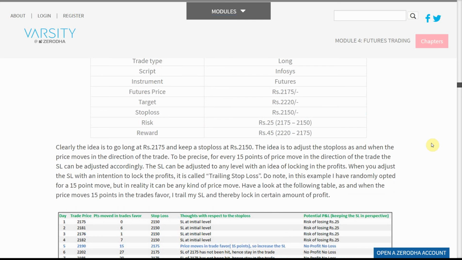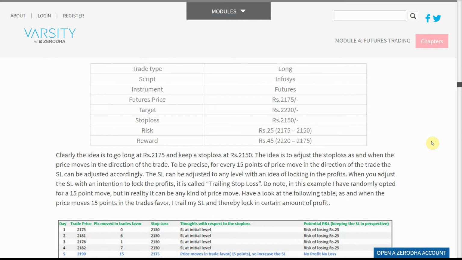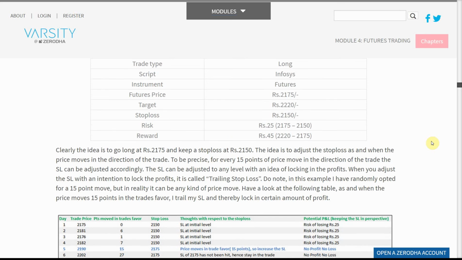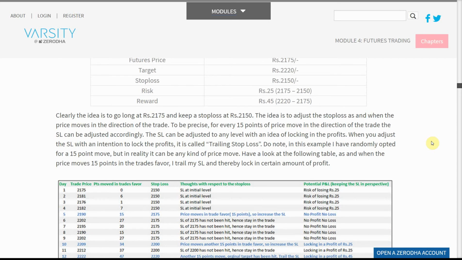To be precise, for every 15 points of price move in the direction of the trade, the SL can be adjusted accordingly. The SL can be adjusted to any level with an idea of locking in the profits. When you adjust the SL with an intention to lock the profits, it is called trailing stop loss. Denote, in this example, I have randomly opted for a 15-point move, but in reality it can be any kind of price move. Have a look at the following table.